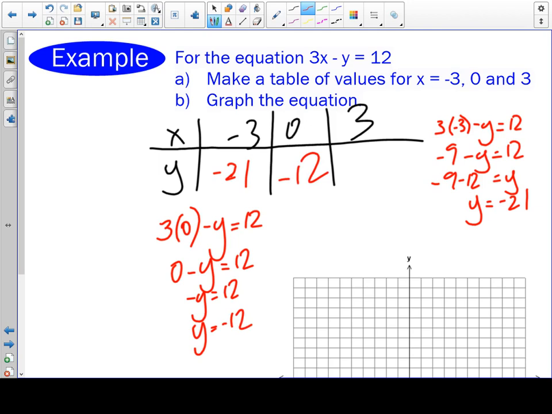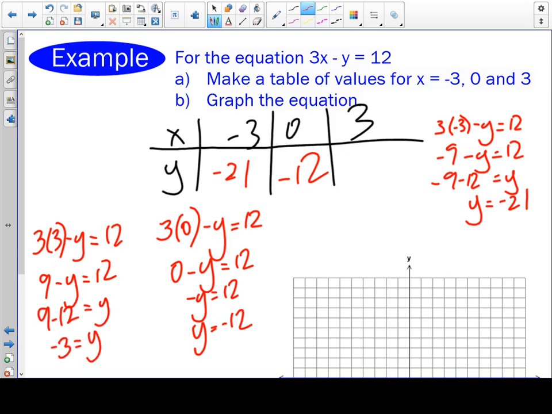And of course, the very last one is plugging in x equals 3. Now, some of you might be able to predict what you're going to get here. We got 3 times 3 minus y equals 12. 9 minus y equals 12. Again, let's do the switcheroo. Take the y over to the right, the 12 back over to the left. 9 minus 12 equals y. Negative 3 equals y. So y equals negative 3.